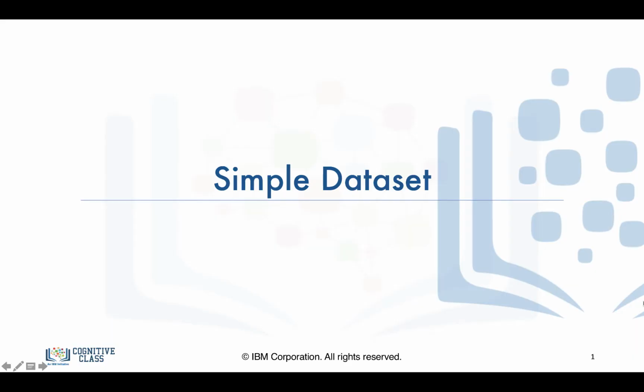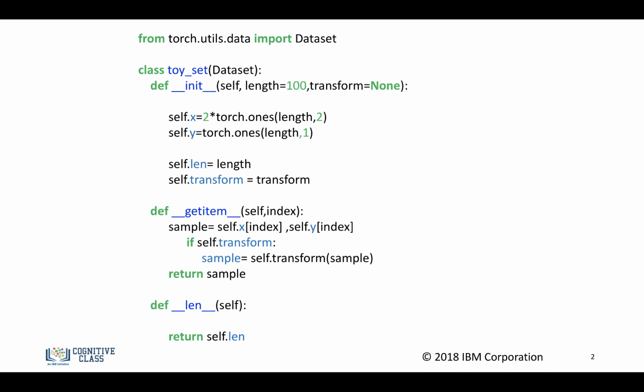In this video, we'll go over how to build a simple dataset object. And just to note, there's a lot you can do with the dataset object in PyTorch, and we're only scratching the surface. So this is a basic class for a dataset object, and we'll import Dataset from utilities.data, and our class toy_set will subclass this abstract class.